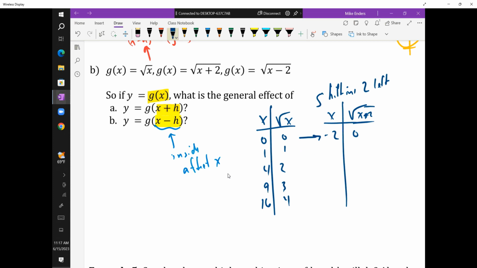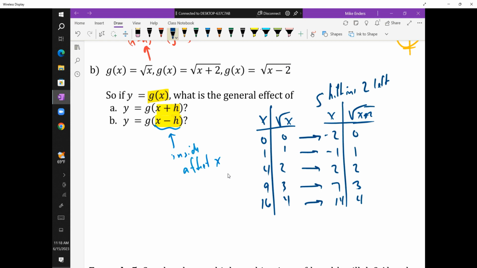At 1, if I subtract 2, I'm at negative 1. So negative 1 plus 2 is 1. The square root of 1 is still 1. If I subtract 2 from 4, I get 2. And 2 plus 2 is 4. Square root of 4 is 2. Subtracting 2 from the 9, we get 7. 7 plus 2 is 9. Square root of that's 3. 16, take away 2 is 14. Yeah, so 14. And then 14 plus 2 is 16. Square root of 16 then is 4.